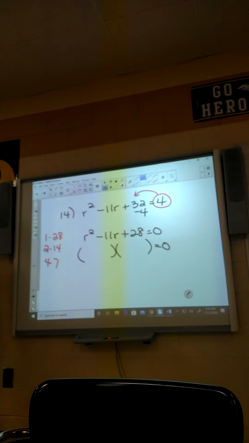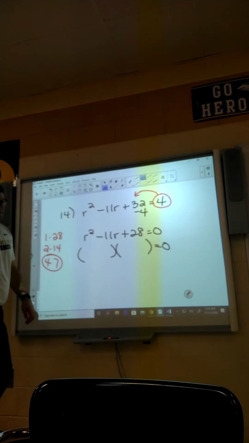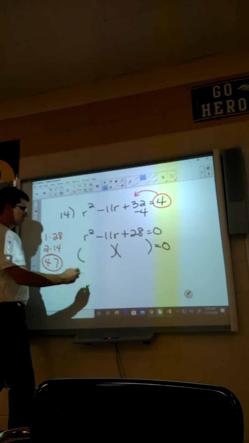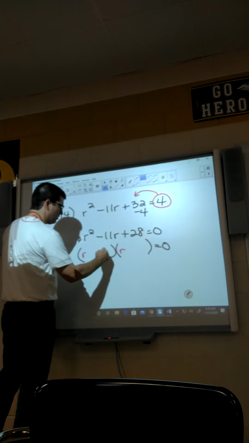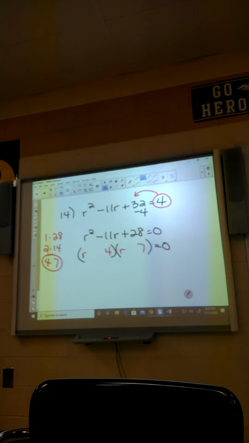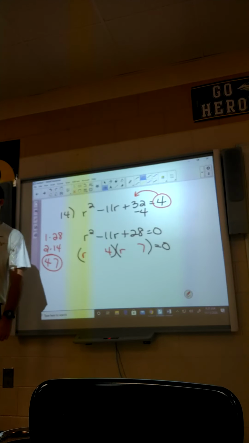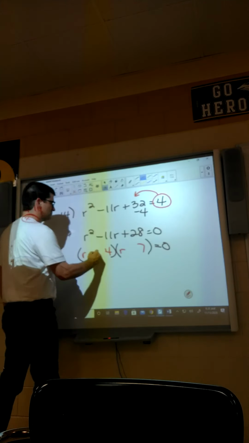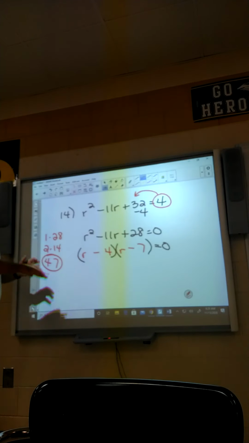All right, which one are we going to use? Why do we use 4 and 7? Because they add up to the middle number. So y'all got R and R, 4 and 7. Now, Sean, are these signs going to be the same or are they going to be different? Are they both going to be positives or both going to be negatives? That's what y'all should already know how to do.